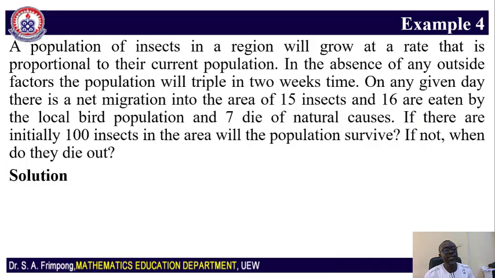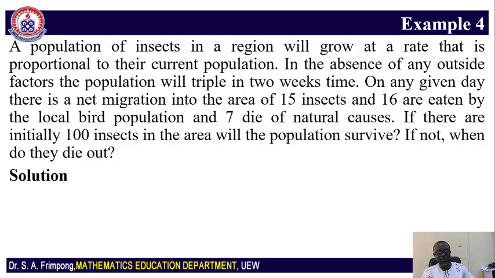Let's look at our next example. The population of insects in a region will grow at a rate that is proportional to their current population. In the absence of any outside factors, the population will triple in 2 weeks' time. On any given day, there is a net migration into the area of 15 insects, and 16 are eaten by the local birds population, and 7 die of natural causes. If there are initially 100 insects in the area, will the population survive? If not, when do they die out?